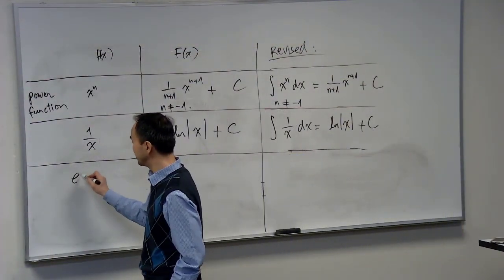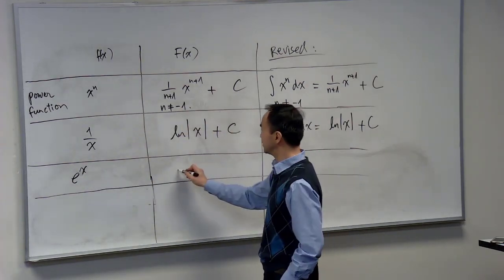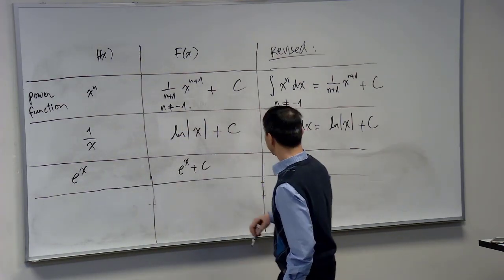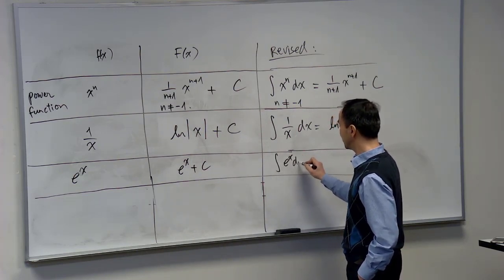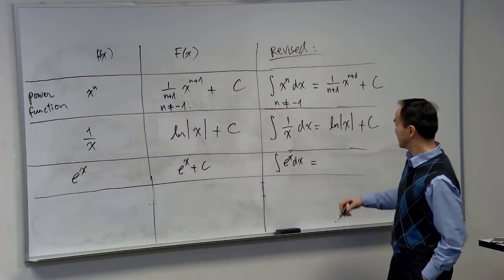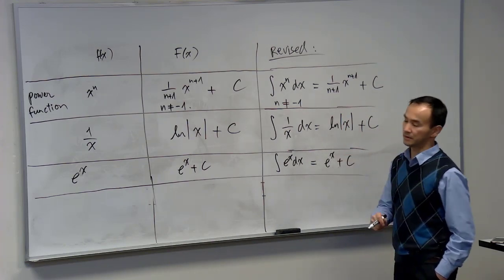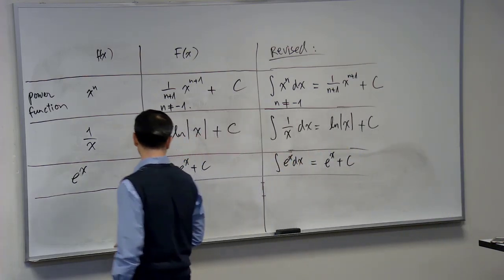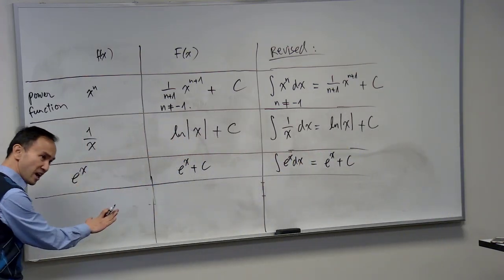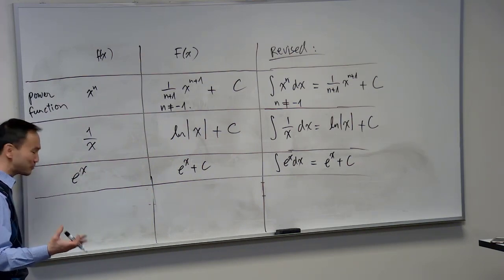When your function is e to the x, taking the antiderivative gives you e to the x plus c. And then the formal version: the antiderivative of e to the x dx is going to be e to the x plus c. I promise I'll get into a formal explanation later. For now, I'm just going to write it down. And right now, you're going to feel like I'm failing to show you the explanation.